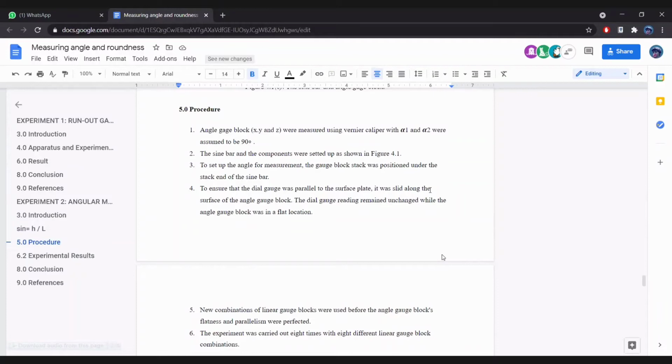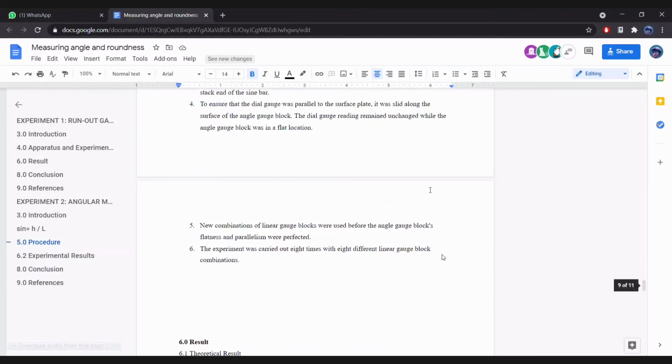The gauge block stack was positioned under the stack end of the sine bar. Then, to ensure that the dial gauge was parallel to the surface plate, it was slid along the surface of the angle gauge block, and the dial gauge reading remained unchanged while the angle gauge block was in the flat location. Next, new combinations of linear gauge blocks were used until the angle gauge block's flatness and parallelism were perfected. And the last step is the experiment was carried out 8 times with 8 different linear gauge block combinations.